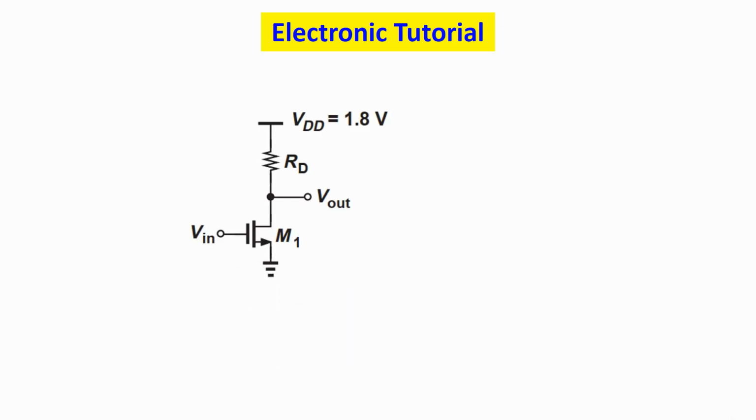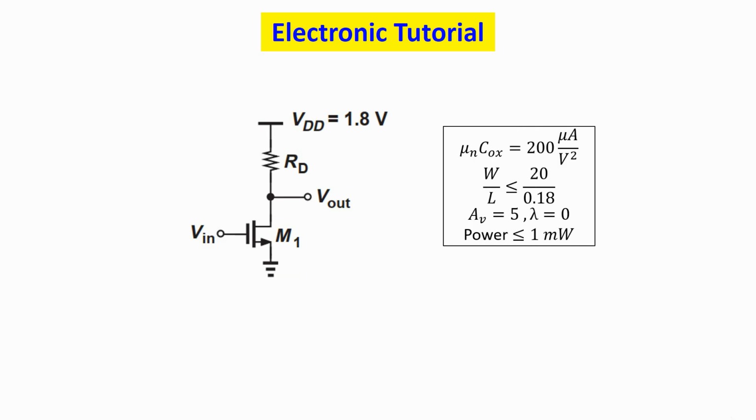This is Ehsan, and in today's video we're having a design problem for this common source amplifier. And here these are the assumptions. The most important ones are the maximum value for W over L and the gain of this amplifier, which is 5, and the power must not exceed 1 milliwatt. In order to get these specifications, we're going to have to design the value for RD.